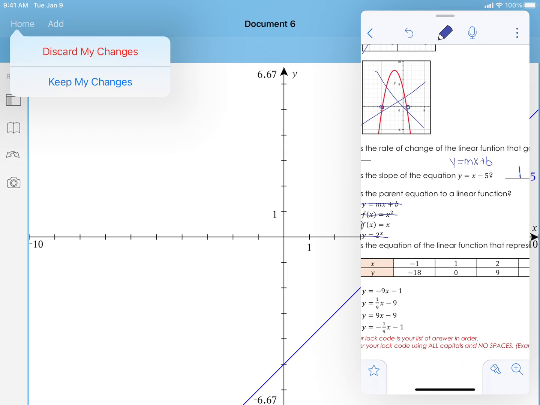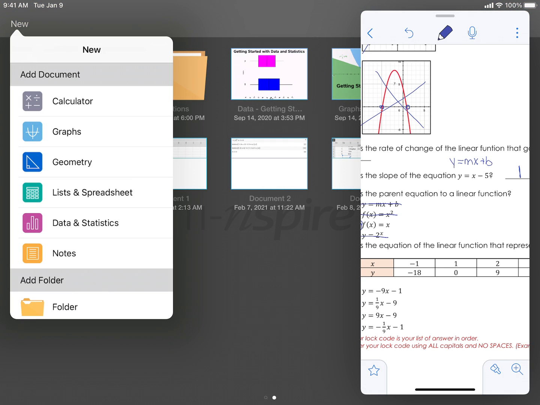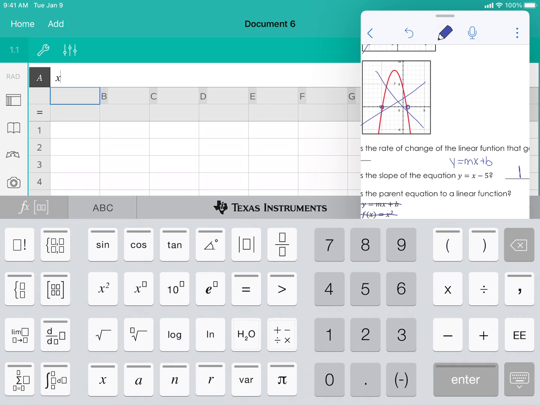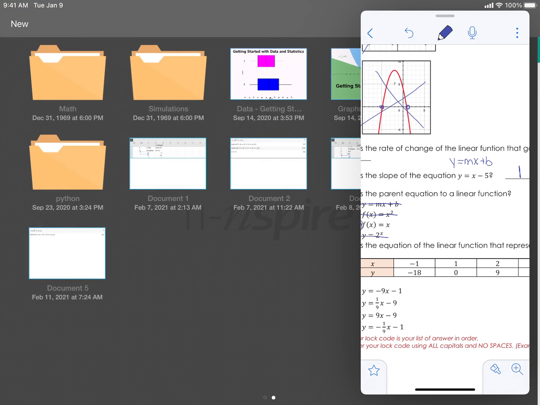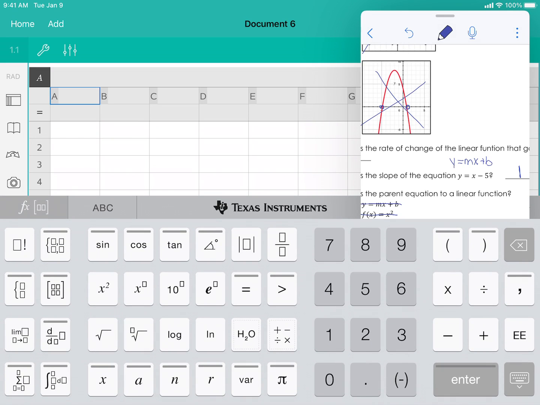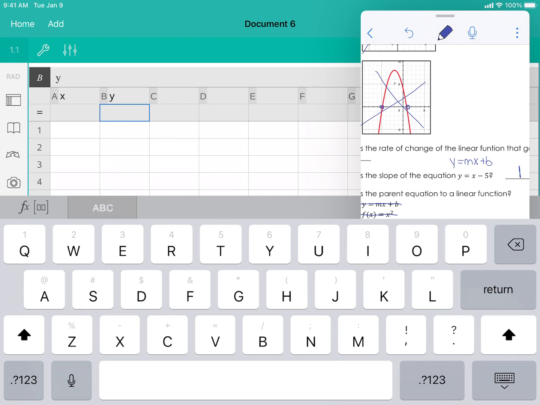Okay, the next one we do have to go back to our lists and spreadsheets. Oh, see, look, Miss Raina messed up here. Let's just start over. Okay, so in A, we're going to type in X. Next to B, we're going to type in Y. There we go. And I'm going to type in my table.